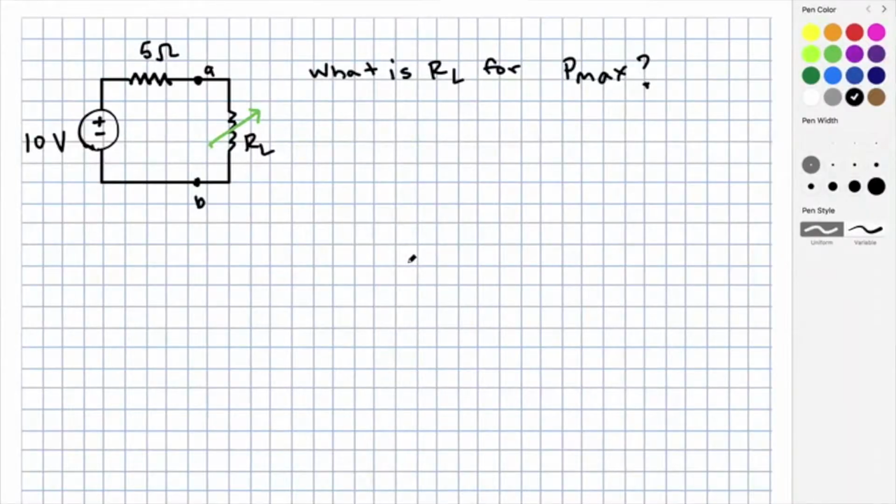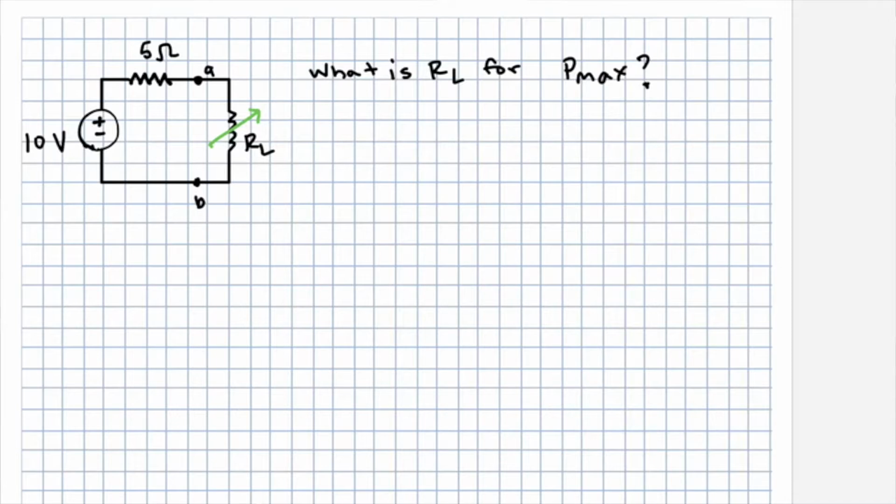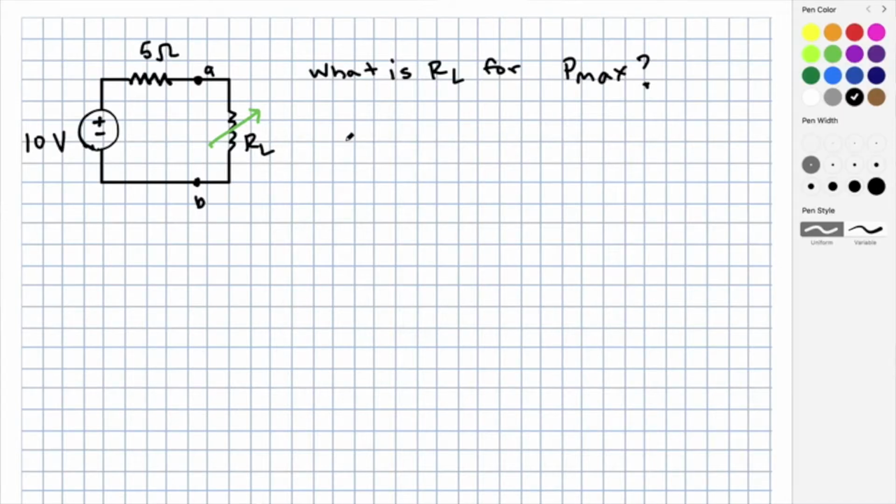Let's suppose we already have the Thevenin equivalent, with a voltage V Thevenin equal to 10 volts, and a resistance R Thevenin equal to 5 ohms. We learned how to find the Thevenin equivalent in the last video. We want to choose the value of the load resistance that will provide maximum power transfer, and we also want the value of that power.